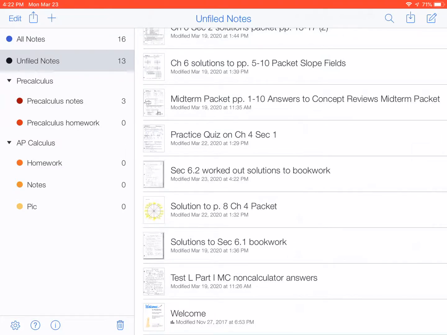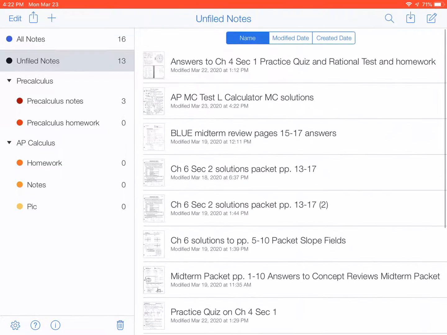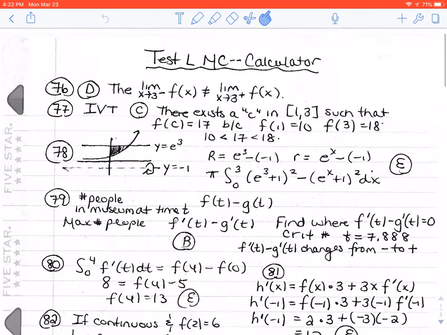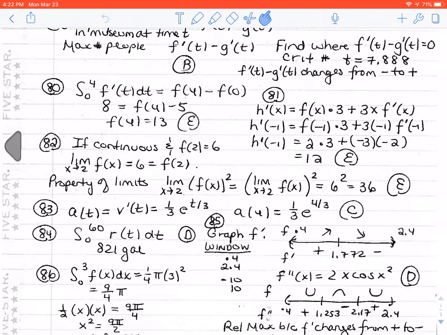So let's take a look at number 82. That was a question I did get. And 82 is an interesting question. It basically says, if the function's continuous and f of 2 is 6, what must be true? They give us a whole bunch of things, with limits. Some are derivatives. We don't know anything really about the derivative. We know f of 2 is 6.